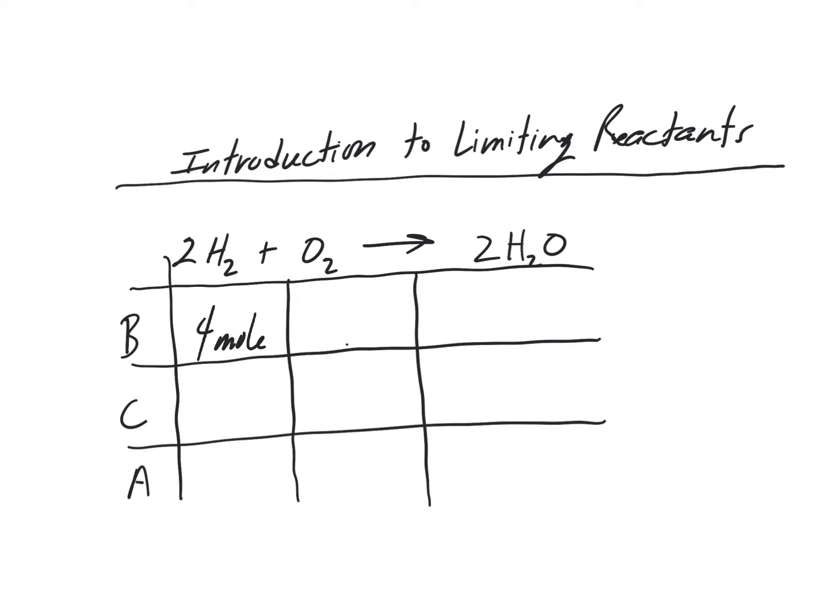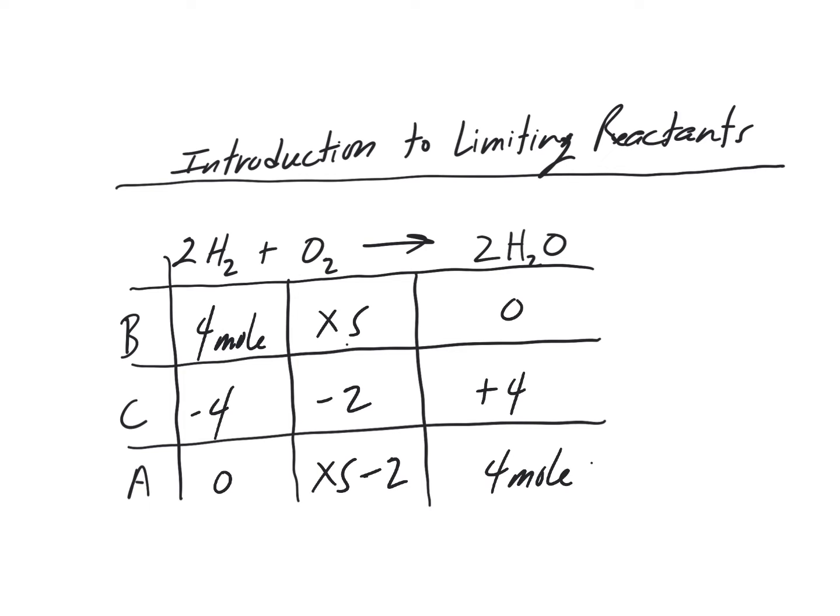Let's say I was given 4 moles of hydrogen with excess oxygen, and we're making water. We haven't made any water yet in the before part. Now, when we run this reaction, we're going to use up all 4 moles of hydrogen, and we'll end up with none in the end. We'll use up 2 moles of oxygen, but we just have excess oxygen in the end. How much water would we make? We would make 4 moles of water.